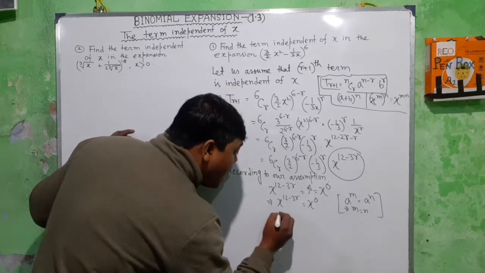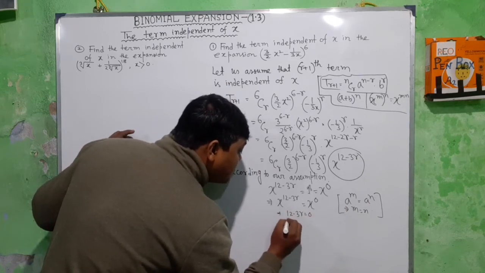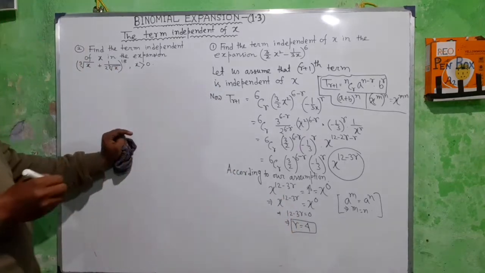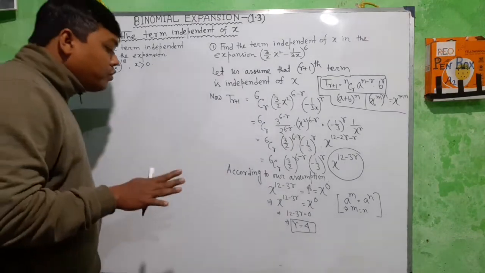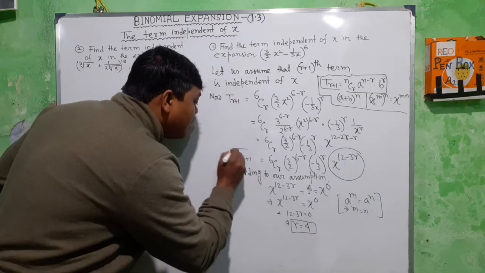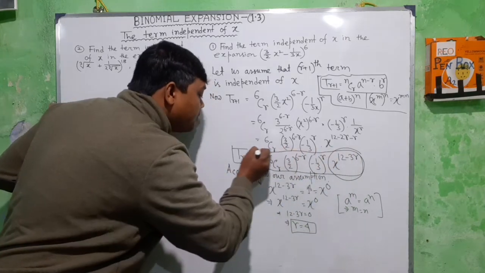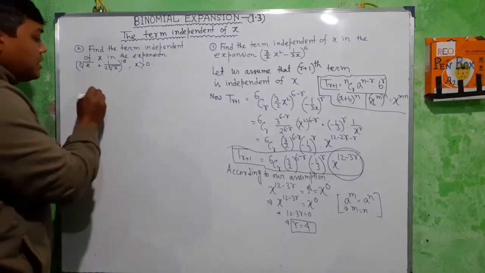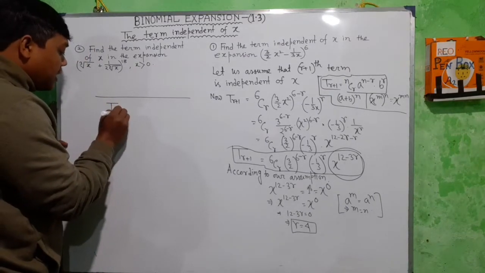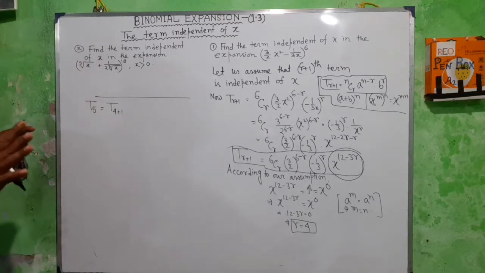So that's why I have to put here 12 minus 3r equals 0, and this gives r equals 4. So we have gotten the value of r, and now we put the value of r in this expression tr plus 1. Okay, so this is my tr plus 1. I have the simplified form of tr plus 1 and put the value in. That means r gives the value 4. So t4 plus 1. That means the fifth term is independent of x.